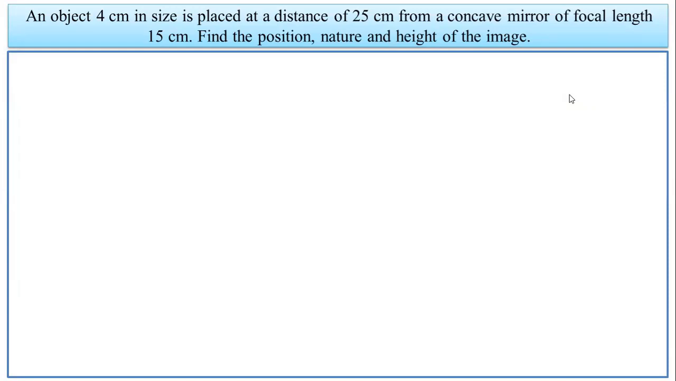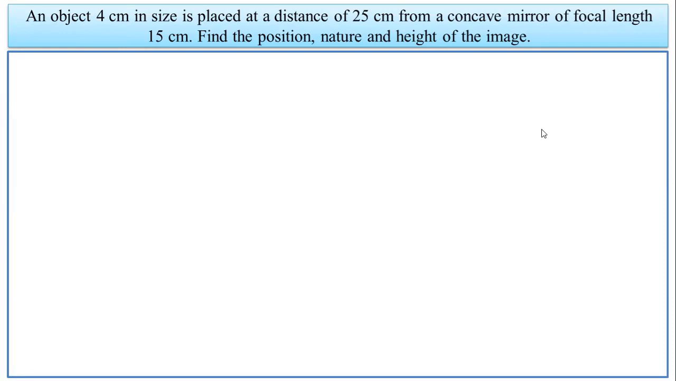Now, as I said, we will discuss some simple numericals. So let's see how we can calculate the different components. Here is the first question. Let's discuss this first question. The question says that an object of 4 centimeter in size is placed at a distance of 25 centimeter from a concave mirror of focal length 15 centimeter. Then find the position, nature, and height of the image.